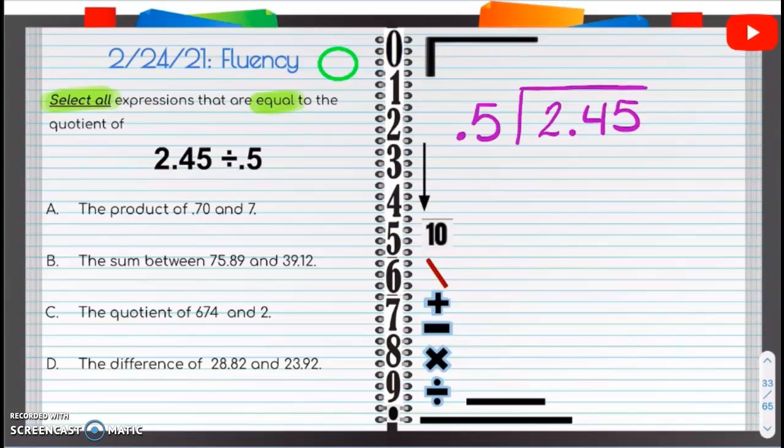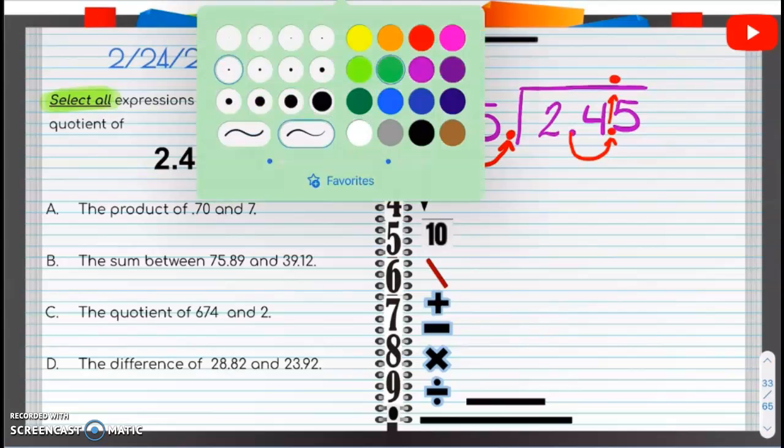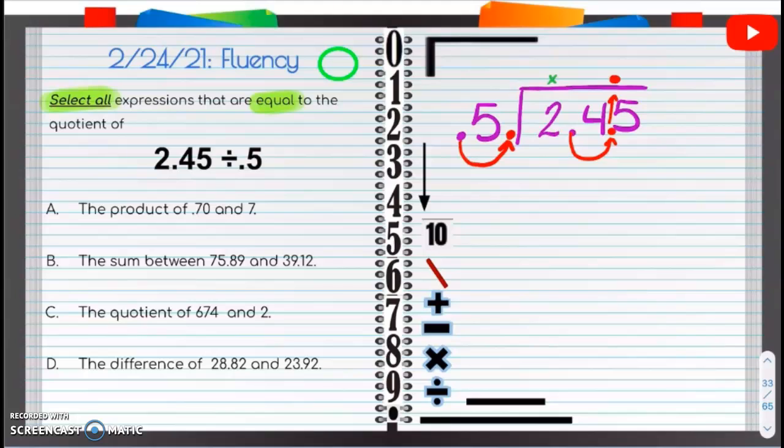We need to move that decimal over 1 to make it a whole number on the outside. And if we do that on the outside, we must do it on the inside. So we're going to put our decimal there. Can 5 go into 2? No. Can 5 go into 24? Yeah, how many times? 5 times 4 is 20.